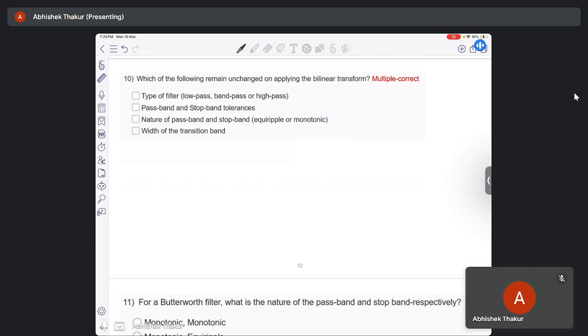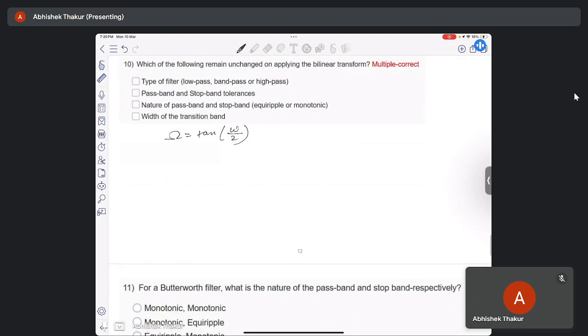So which of the following remain unchanged on applying the bilinear transform? For the bilinear transform, the frequency mapping from the continuous to the discrete domain is given by omega equal to tan of omega by 2. Due to the monotonicity of the mapping, the nature of the filter in the analog domain is preserved in the discrete domain. So if it is a low pass analog filter, it will remain low pass, band pass, or high pass.